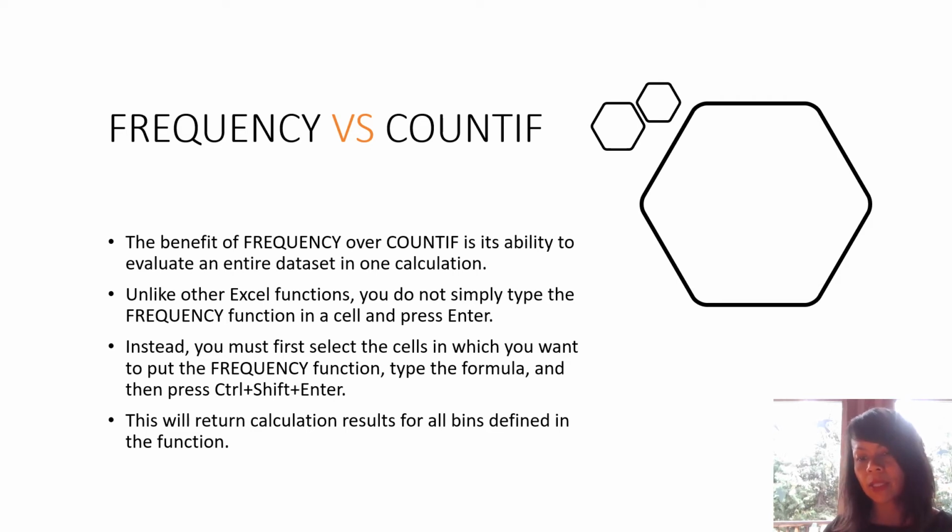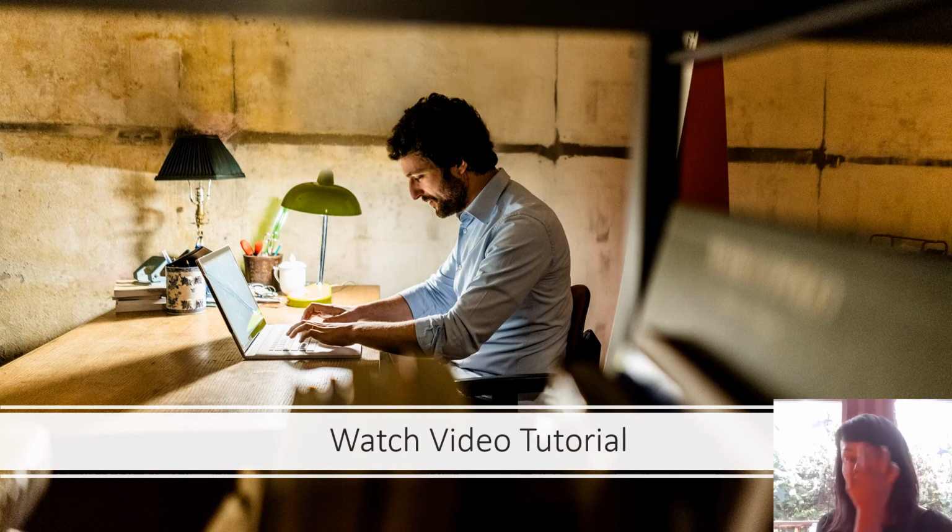So countif only looks at whether it meets one criterion. If it's between 90 and 100, then count how many. But using the frequency, you can set numerous bins, and then just using that one frequency function, you can calculate all of it at the same time. So here I would like you to again pause the video that you're watching right now and go to the tutorial video and watch the one on frequency, please.